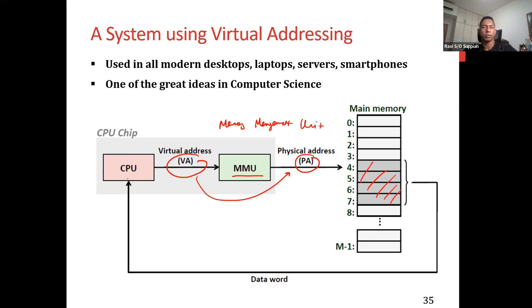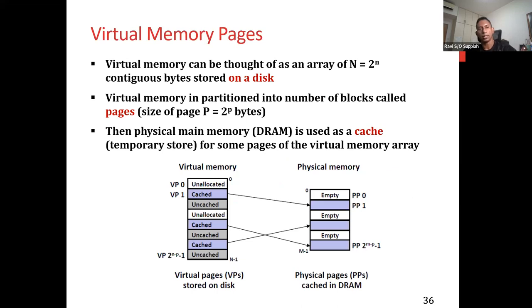So the whole idea of virtual addressing is we don't really have to know the physical address. We just need to know the virtual address, and the MMU is supposed to take care of this first. So how does this work?